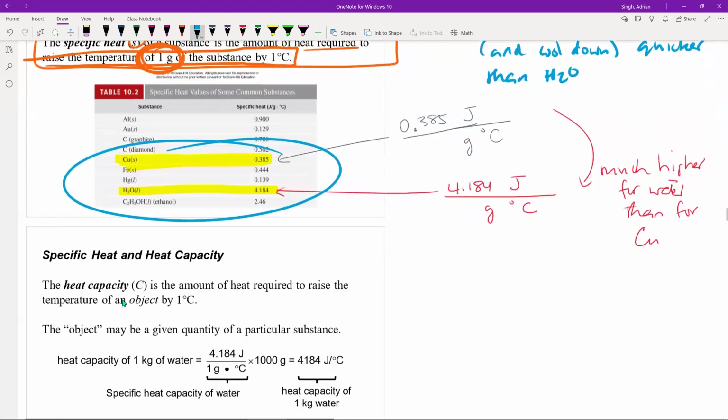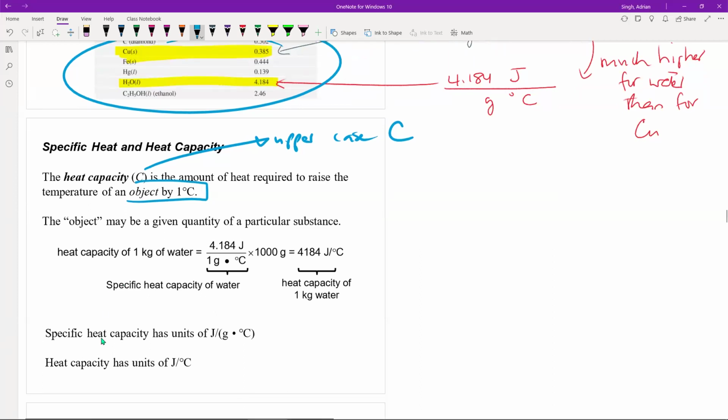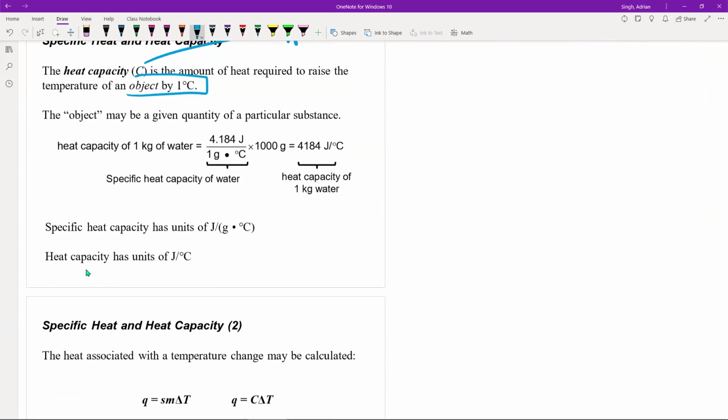The heat capacity, which is abbreviated as an uppercase or capital C, is the amount of heat needed to raise the temperature of an object, so just something in general, by 1 degree Celsius. All right, so as we saw, the specific heat capacity has units of joule per gram degree Celsius. Heat capacity is just in units of joules per degree Celsius. It's not per gram. It's just joules per Celsius.